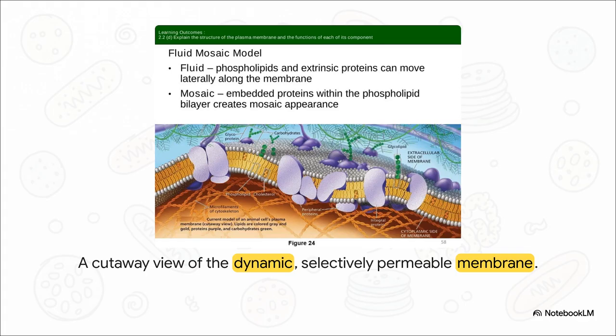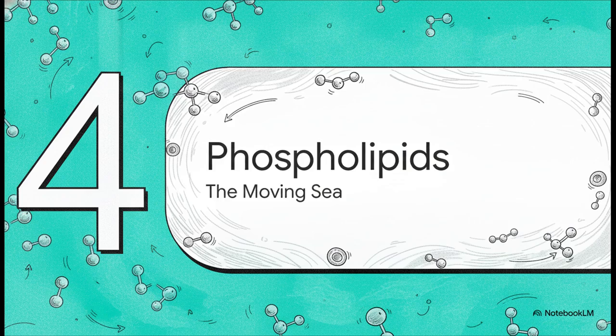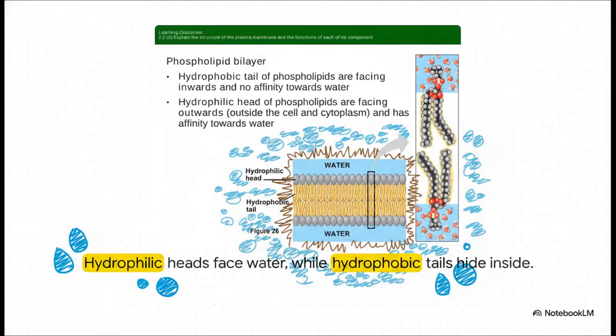It's basically a highly intelligent security checkpoint. Which brings us to Section 4, phospholipids, the moving sea. The foundational unit here is the phospholipid. Look at how they arrange themselves in a bilayer.